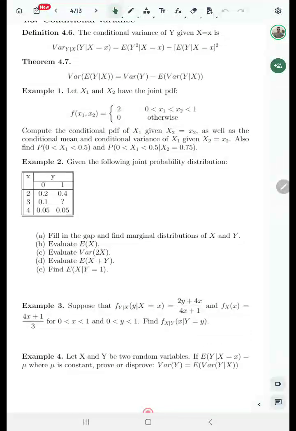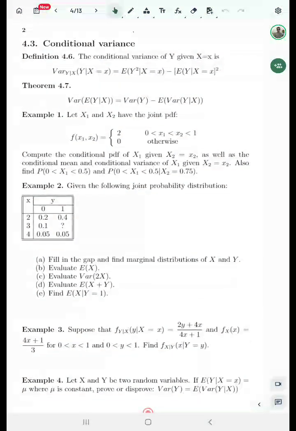Okay, we have to talk about conditional variance. The conditional variance of y given x is defined in almost the same way as the unconditional variance. We know that the variance of y is equal to the expectation of y squared minus the square of the expectation, right? So the same goes for the conditional variance. The only difference is that you are basically adding the condition. You just add the condition.